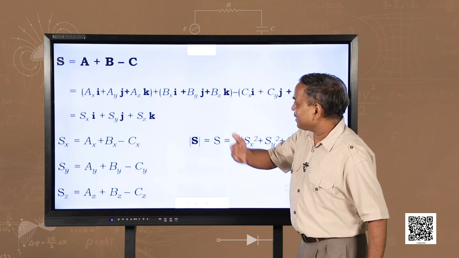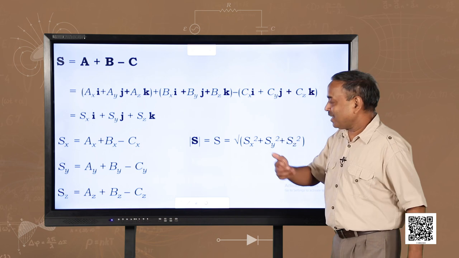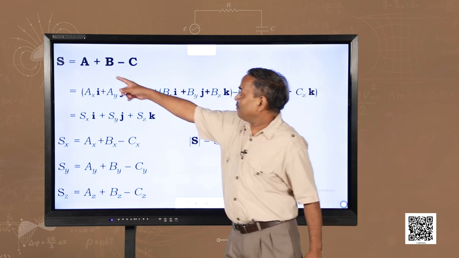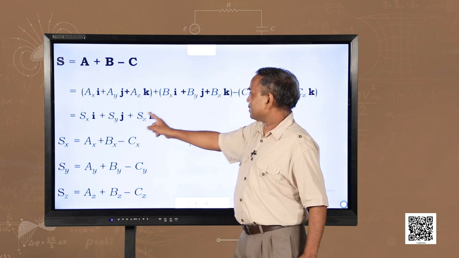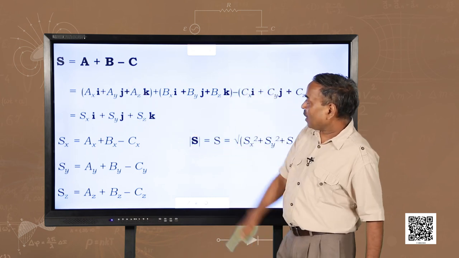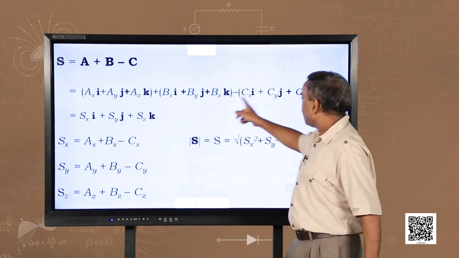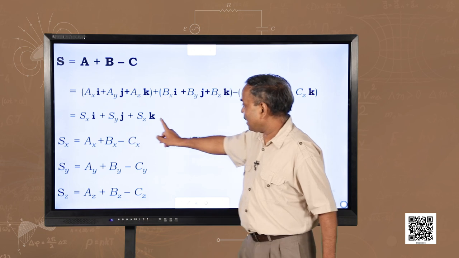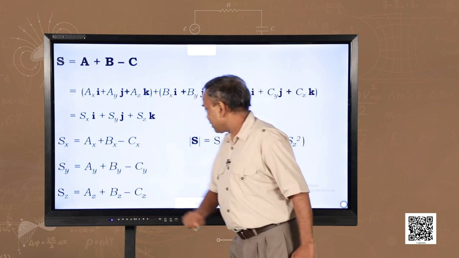Now let us take three vectors. Let us do some practice exercise. There are three vectors, and they can be written like this. Now the total S. This is not difficult to comprehend. You can do it by simple algebra. S is Sx i plus Sy j, where Sx, Sy and so on are written like this.